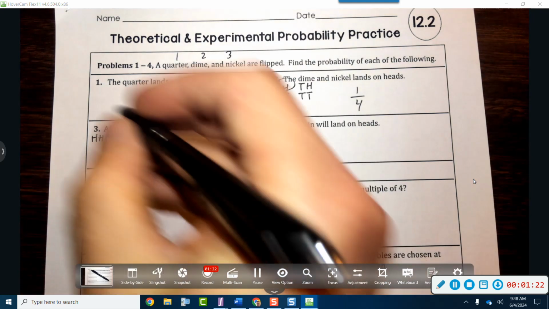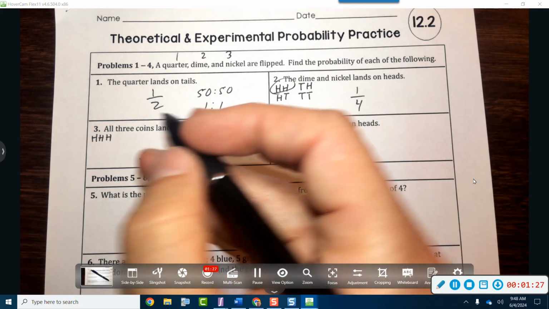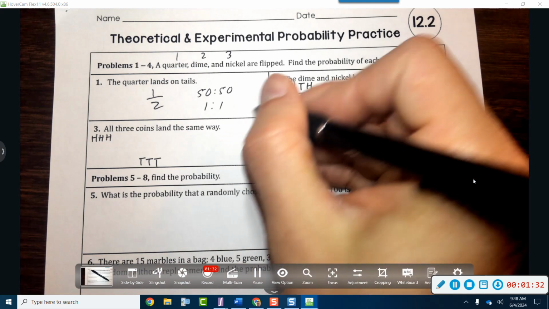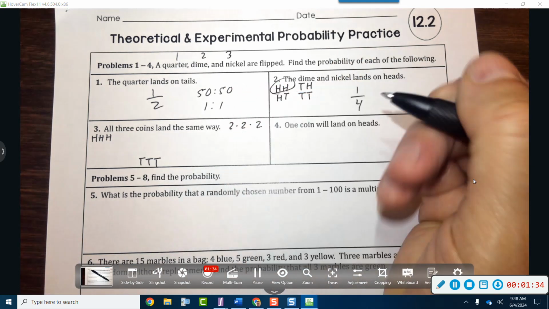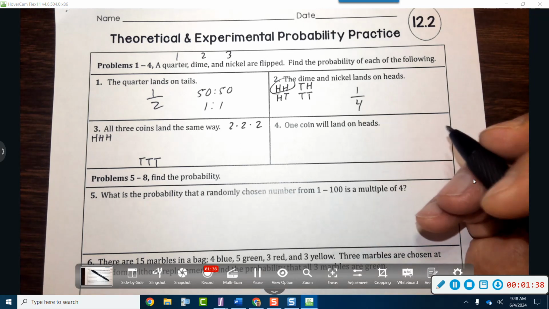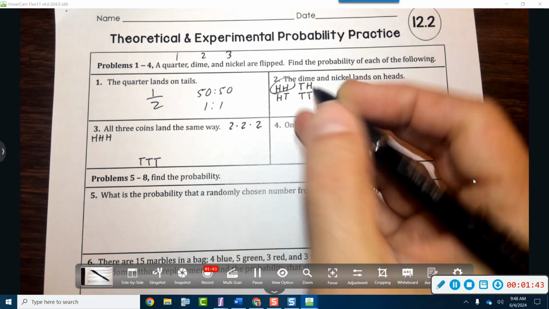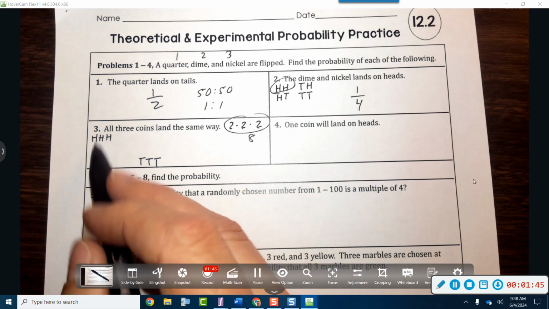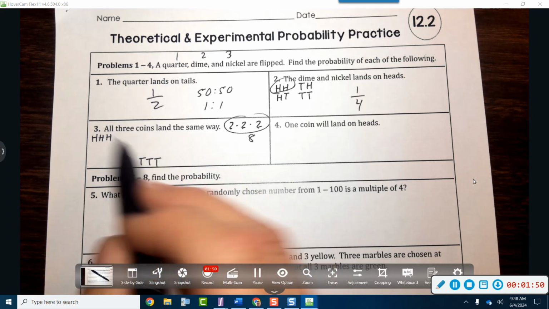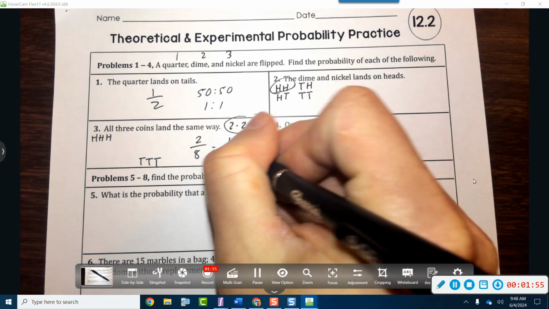If you list out all of the sample space, you'll notice that there are 8 different ways that you can flip 3 coins. You can see 2 possibilities here, 2 possibilities there, 2 possibilities there. That is a total of 8. So you go through the sample space and pick the ones that would be considered a success. Since there are 2, it's 2 out of 8, and that's 1/4.